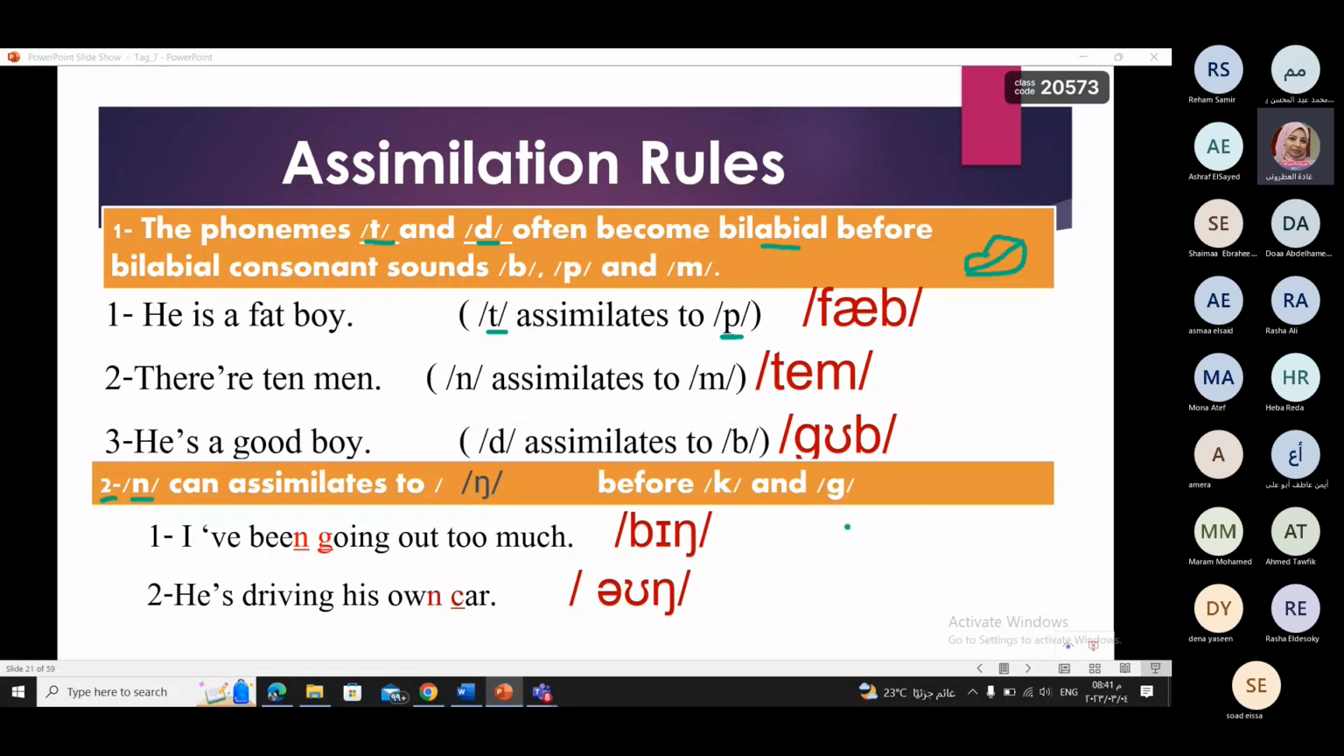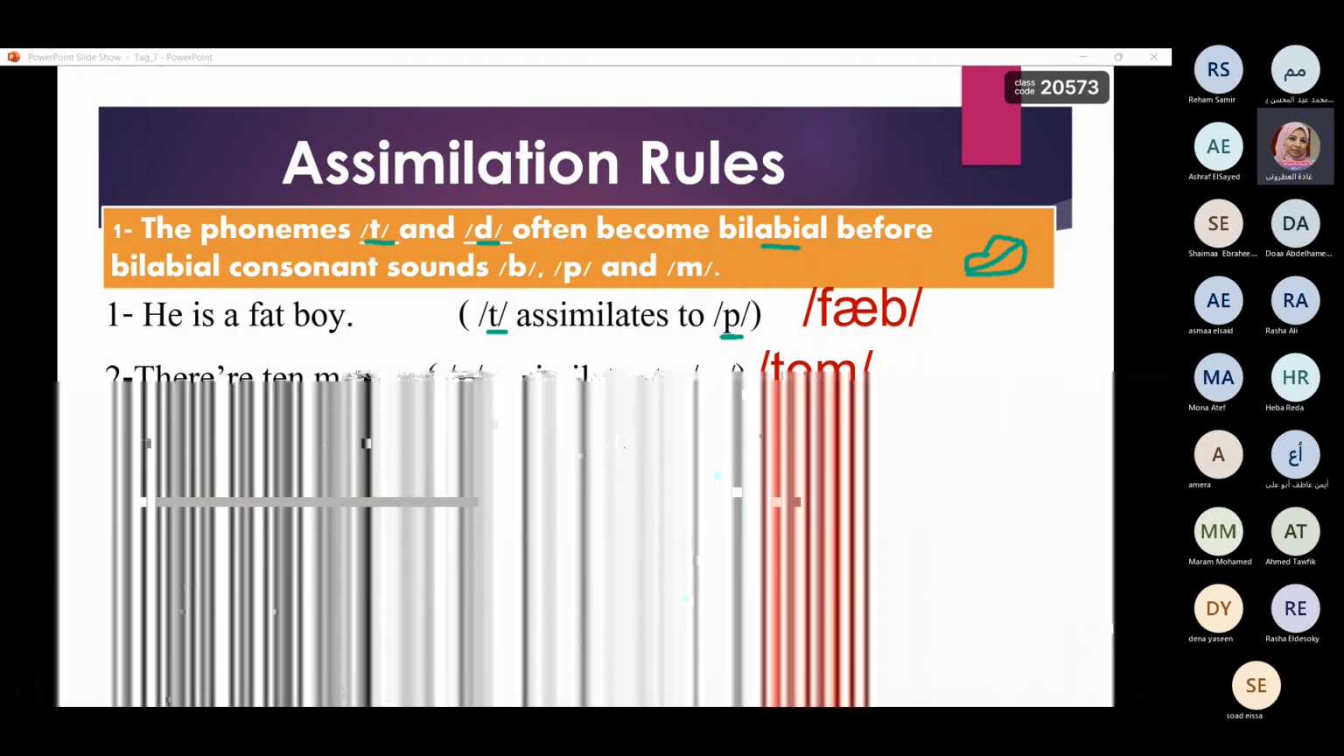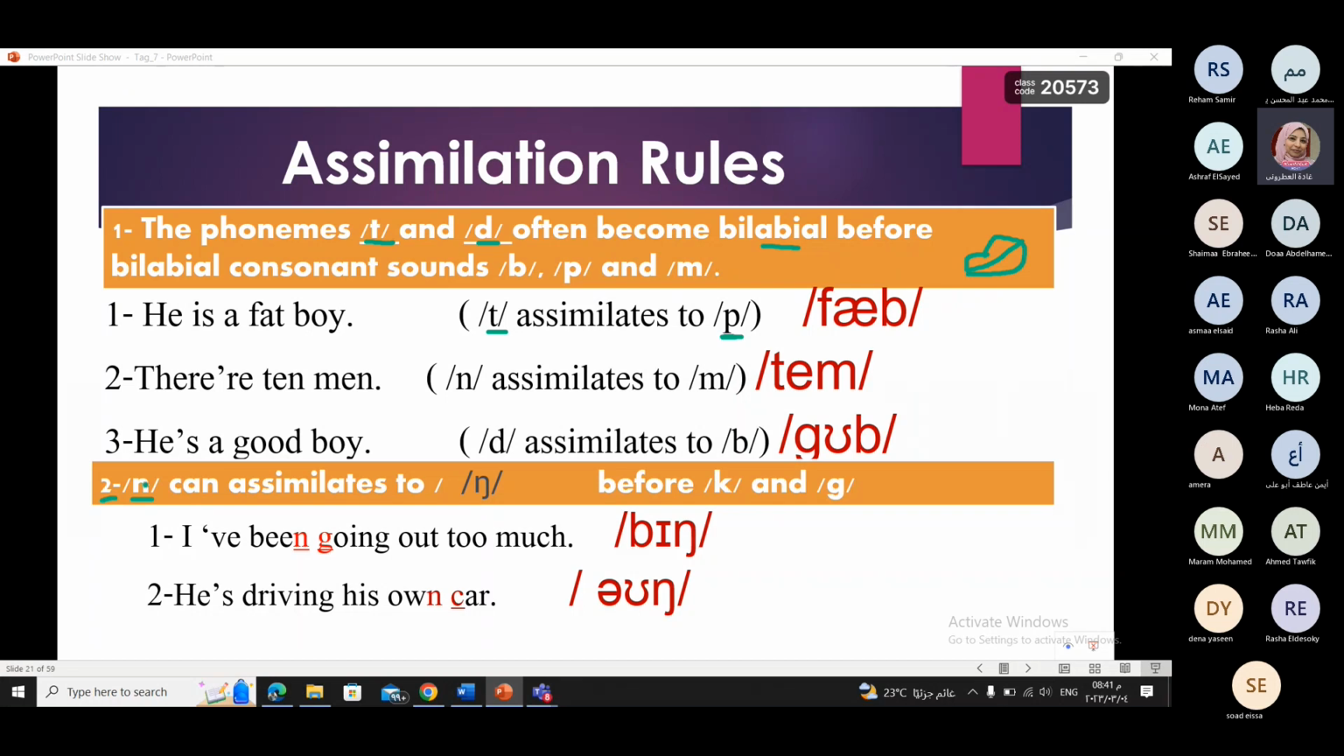Before K and G. Do you know why this happens? Yes, because when we pronounce the N sound before K or G, and when we say K or G, what happens to our tongue? It goes up to the back of our palate. So the two sounds go together to the same place in your mouth, so they are pronounced with similar sounds.